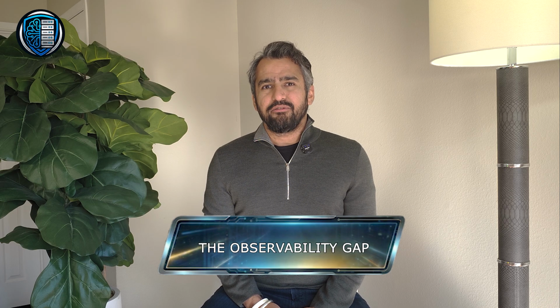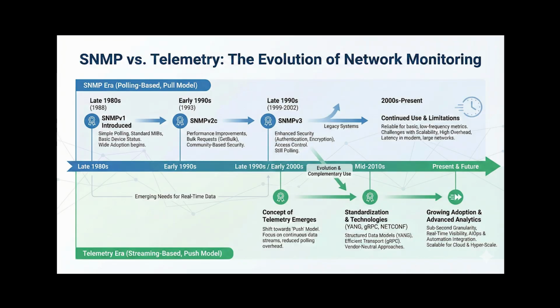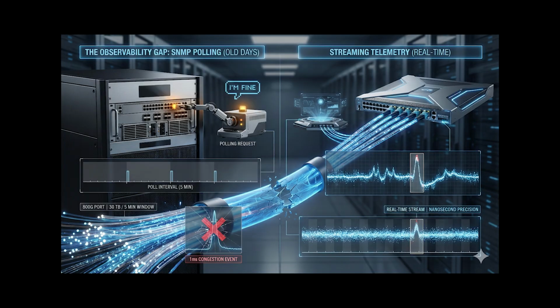Let's start with the problem, the observability gap. In the old days, we polled devices. Hey switch, how are you? The switch says, I'm fine. 5 minutes later, we ask again. AI traffic moves at the speed of light. In a 5-minute window, an 800 gig port transmits 30 terabits of data. If a congestion event happens for 1 millisecond inside that 5-minute window, SNMP misses it completely. We need streaming telemetry. Instead of us asking, the switch pushes data to us. Real-time, nanosecond precision. We need to see the microbursts.